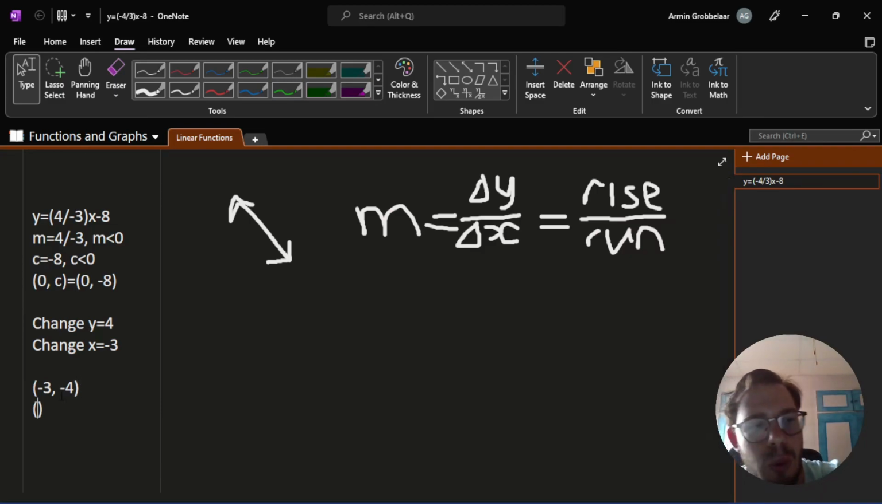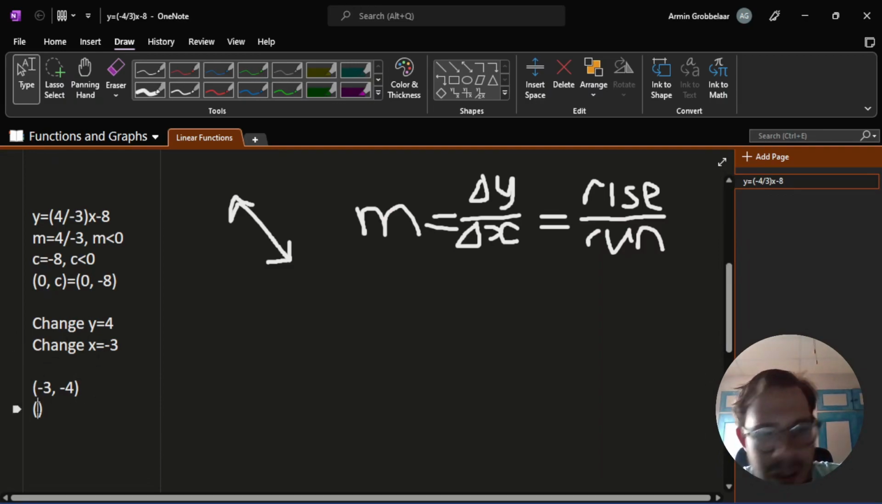Then for our third point, the change in x is minus 3. So minus 3 minus 3 is minus 6. And then the change in y is 4. So minus 4 plus 4 is 0. So there we have our 3 points. 0, minus 8; minus 3, minus 4; minus 6, 0.